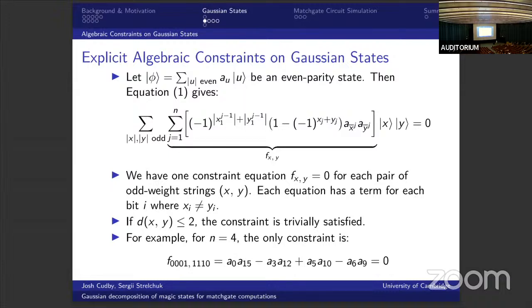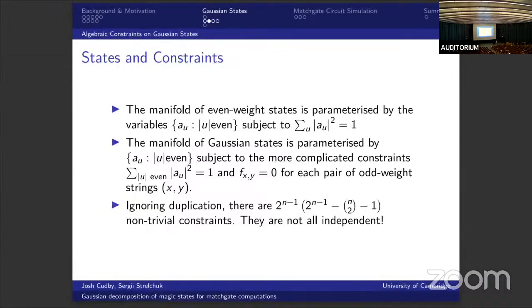I flipped between binary and decimal here, just because I didn't want to write out loads of binary strings, so forgive me for that. But it's actually not too scary. It's just this alternating sum of quadratic terms. So why are we interested in this? The manifold of all even weight states is just parameterized by all these variables a_mu. It's very simple. Whereas the manifold of Gaussian states so far is parameterized by all these complicated constraints. We have loads of them. But ignoring duplication, there's this nasty combinatorial number of non-trivial constraints.